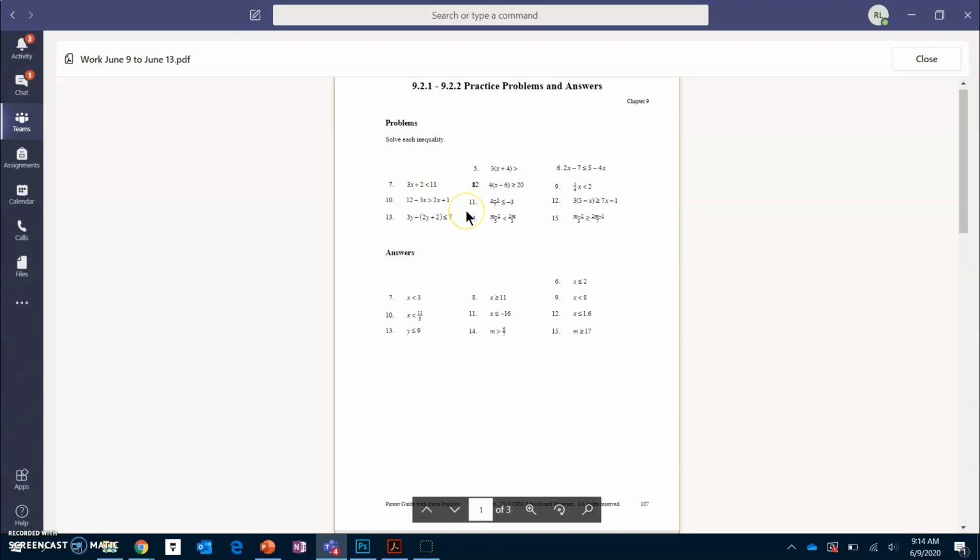Alright, so with that, we are done for today. So remember, hopefully we should have this whole first page finished by tomorrow.